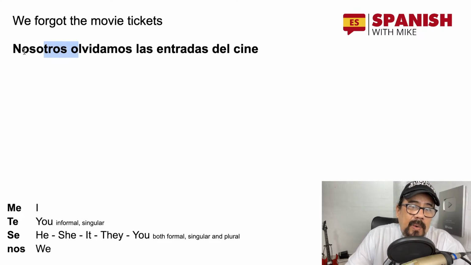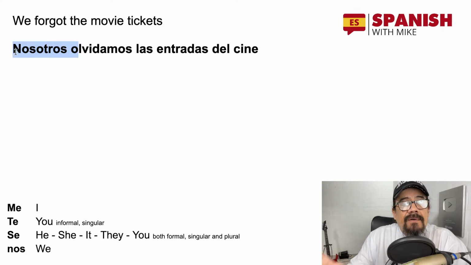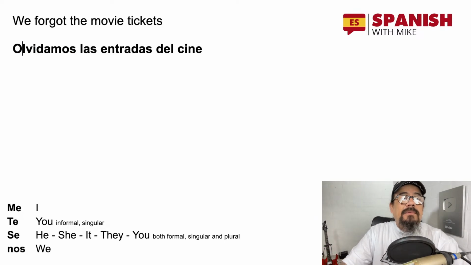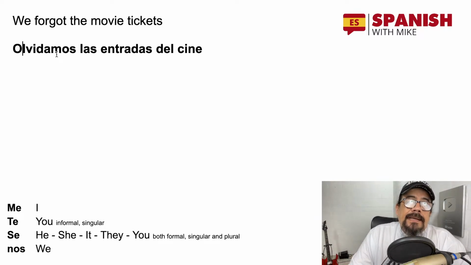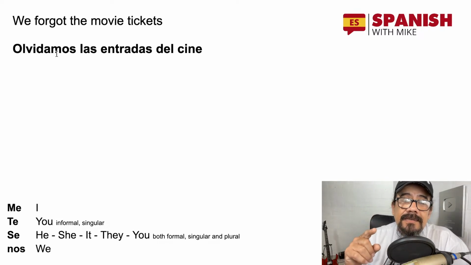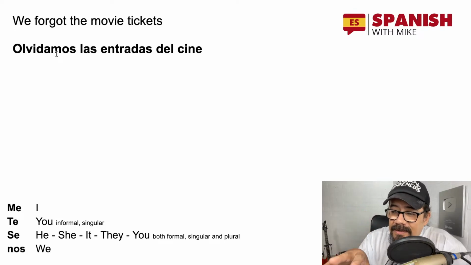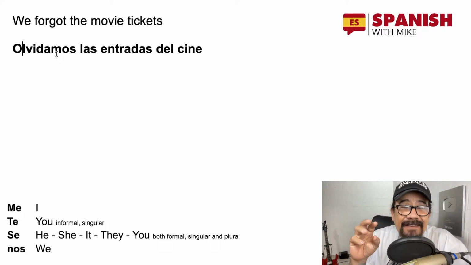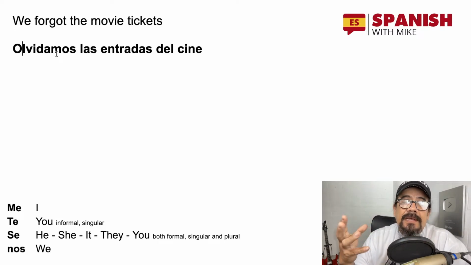But once again, we already understand that it's us because of the verb conjugation. So we say, olvidamos las entradas del cine. Was it something that we did on purpose or something unintentional? And here's some inside information from native speakers.